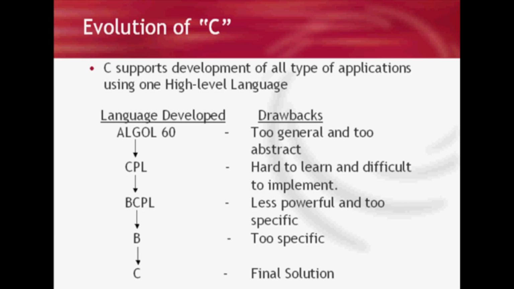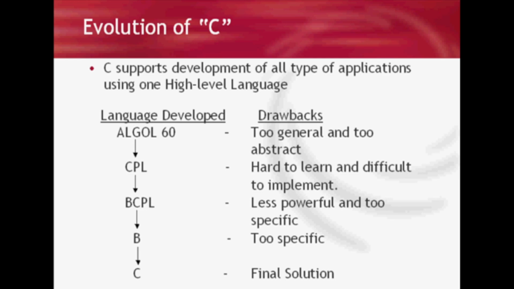However, CPL turned out to be so big, having so many features, that it was hard to learn and difficult to implement. Basic Combined Programming Language (BCPL) was developed by Martin Richards at Cambridge University to solve the problem of CPL. But unfortunately, it turned out to be too less powerful and too specific.